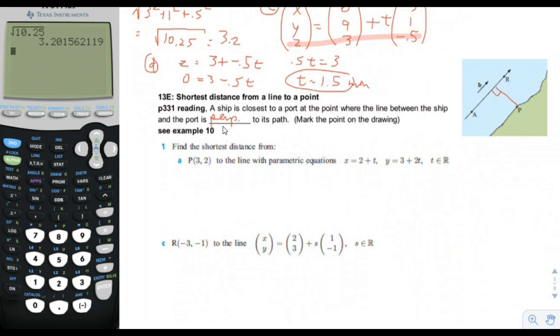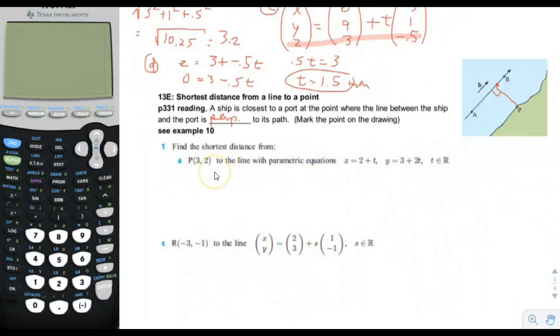Perpendicular to its path. Mark the point on the drawing. So we'll mark it right there. Find the shortest distance from (3, 2) to the line with parametric equations x equals 2 plus t and y equals 3 plus 2t.